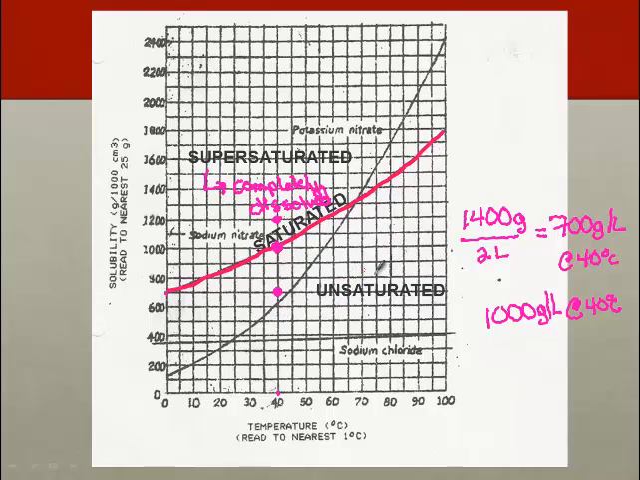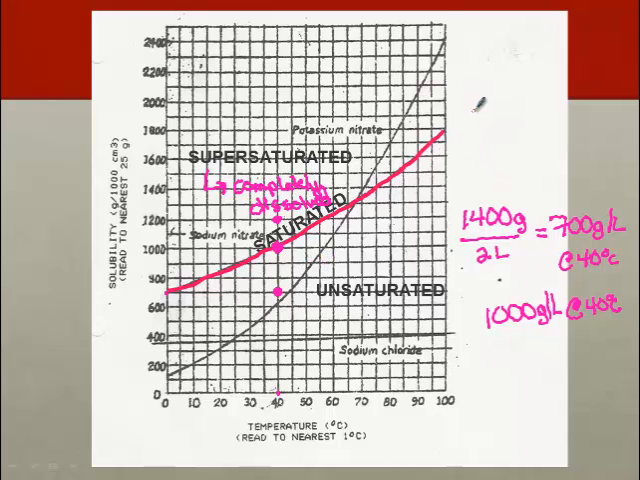What if I needed more? What if I needed less? What if I needed the same concentration but with a different volume? Well, I would need to make a ratio. Let's say I know that 1,000 grams can dissolve in 1 liter of water at 40 degrees. What if I wanted the same concentration but in 2 liters of water?